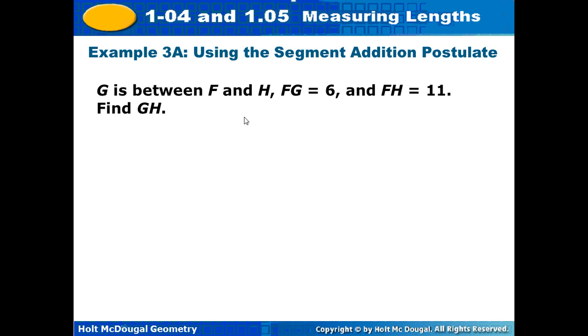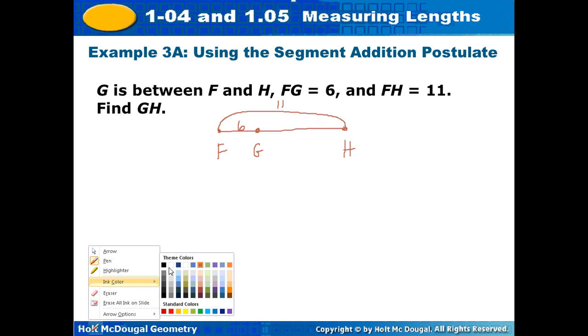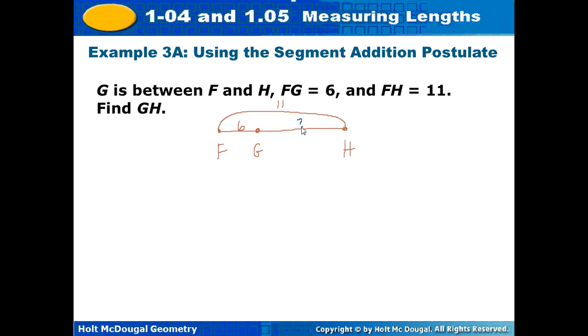Now here's how we're going to do this example. First off, I just see words, so I know I'm going to be drawing me a picture. It says G is between F and H, so my endpoints are F and H. And it says G is between. So if you want to put it right in the middle, you can. I don't like putting it right in the middle because I don't want kids to think that it has to be right in the middle. So it says FG is 6 and FH is 11. So FG is 6. And the whole thing, FH, is 11. So they want us to find what is GH.